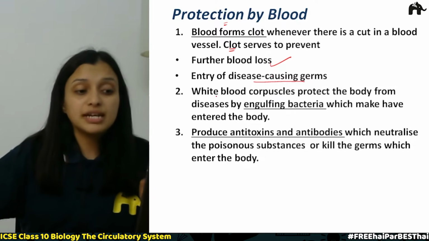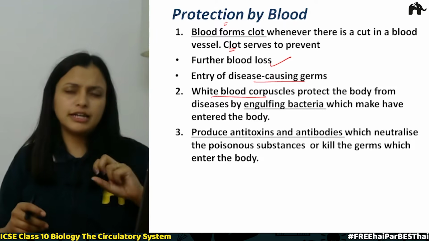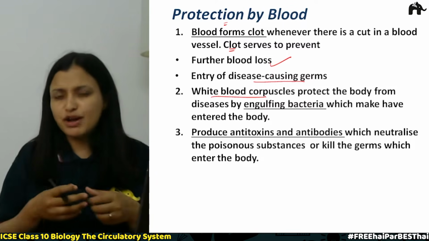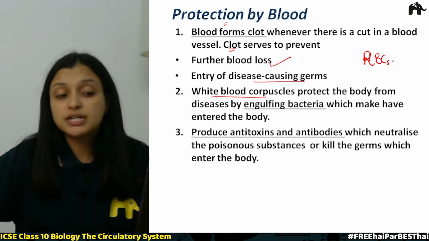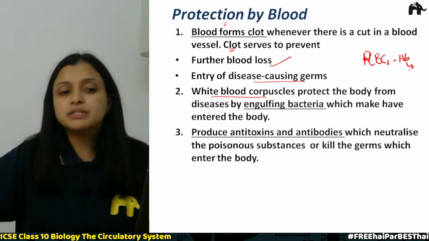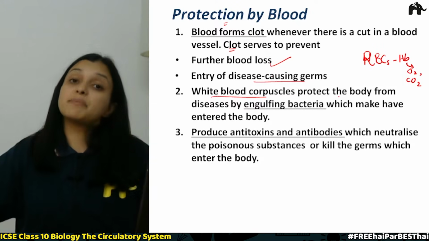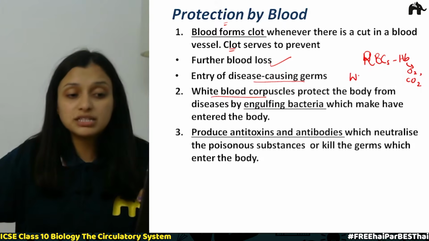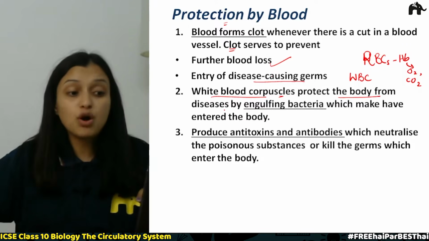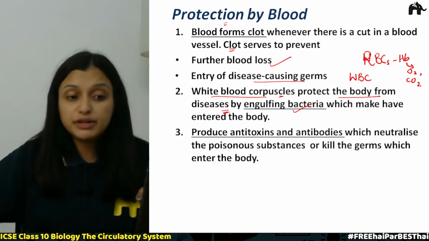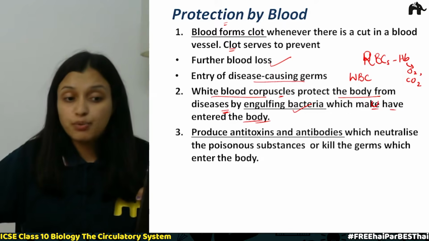The second function is white corpuscles. As we were studying in the transportation functions, there are RBCs which contain hemoglobin, which helps in transport of oxygen and carbon dioxide. In the same way, there are some other cells in the body called WBCs, white blood corpuscles, which protect our body from diseases by engulfing bacteria which may have entered our body, right?